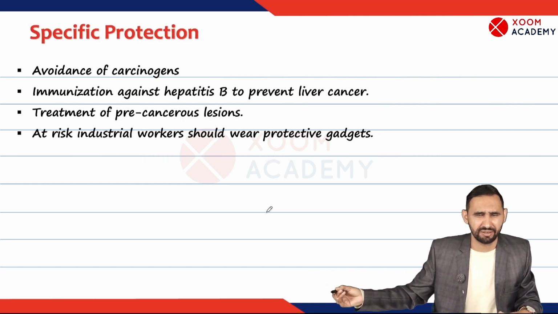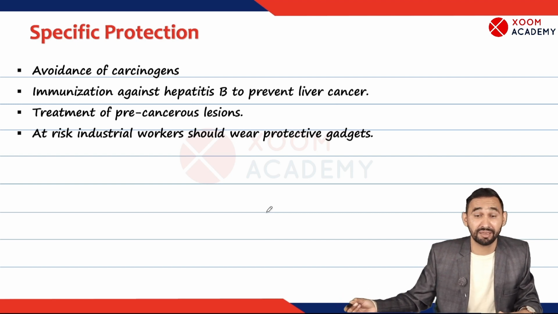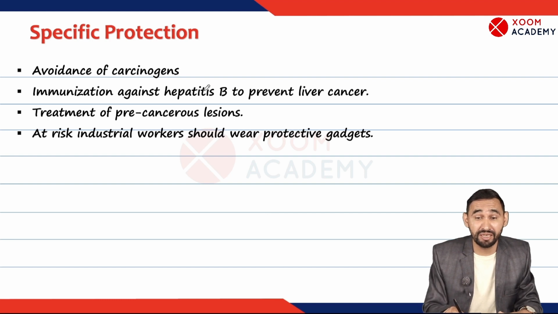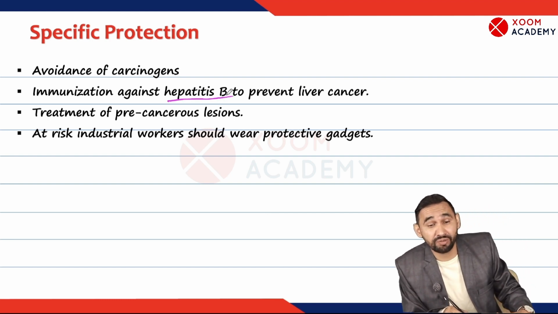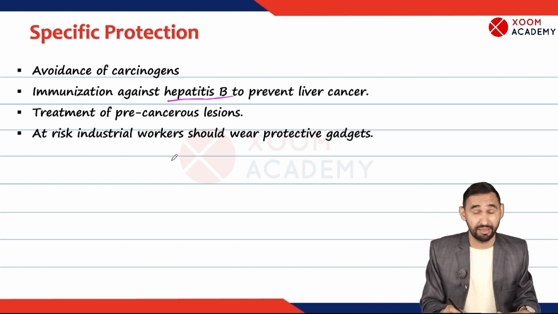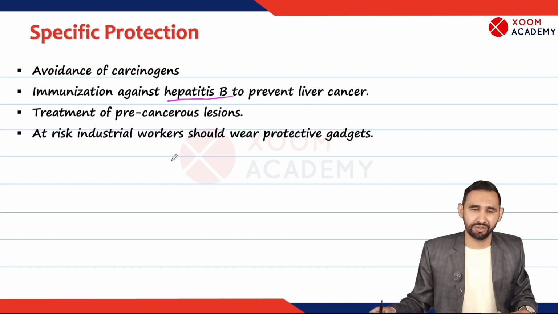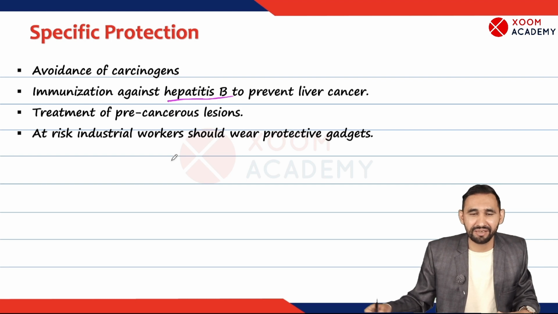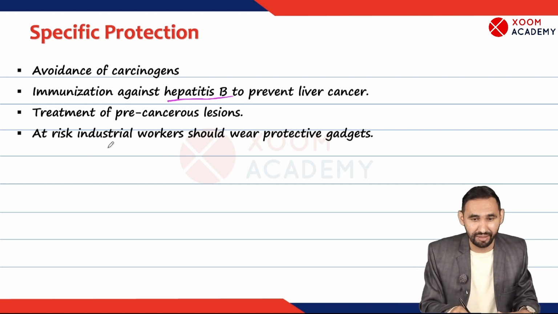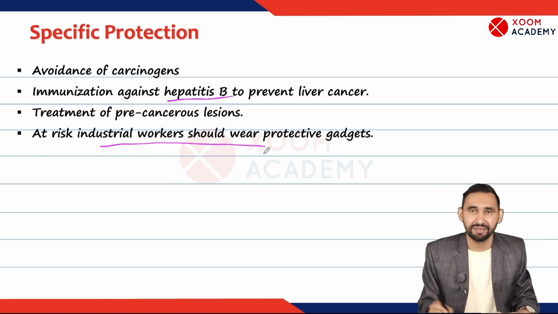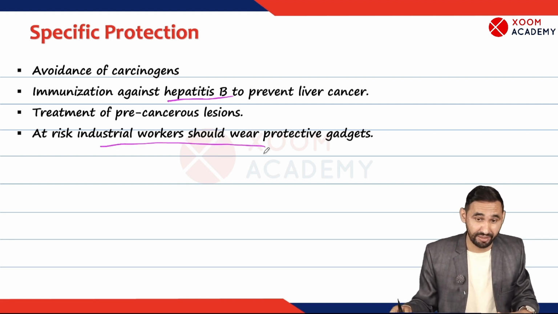Specific protection. Carcinogens should be avoided. We can do immunization against hepatitis B to prevent liver cancer. That is mandatory for everyone. Everyone should be immunized against hepatitis B. Vaccination is included in the EPI schedule nowadays. Treatment of precancerous lesions. Lesions should be treated. There should be early diagnosis. For high-risk industrial workers, there should be protective clothing and protective measures.